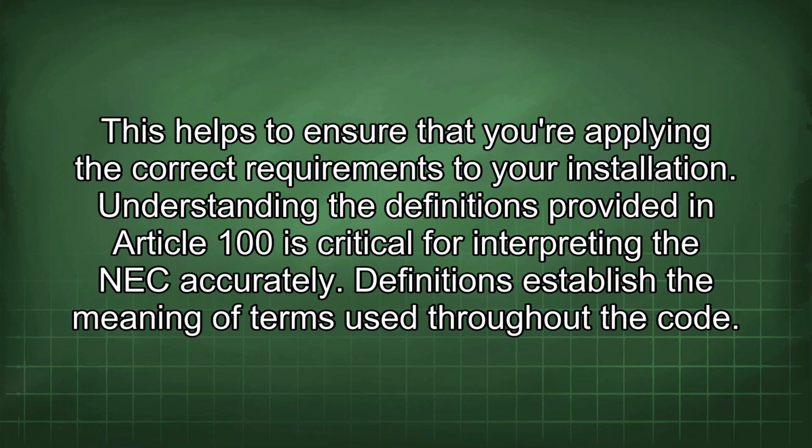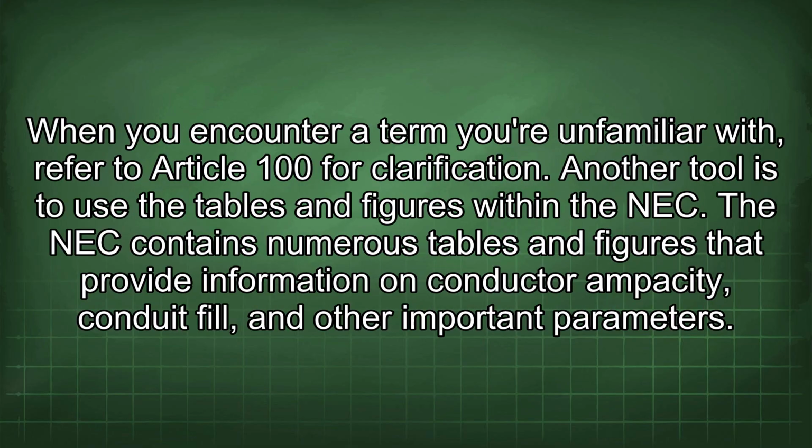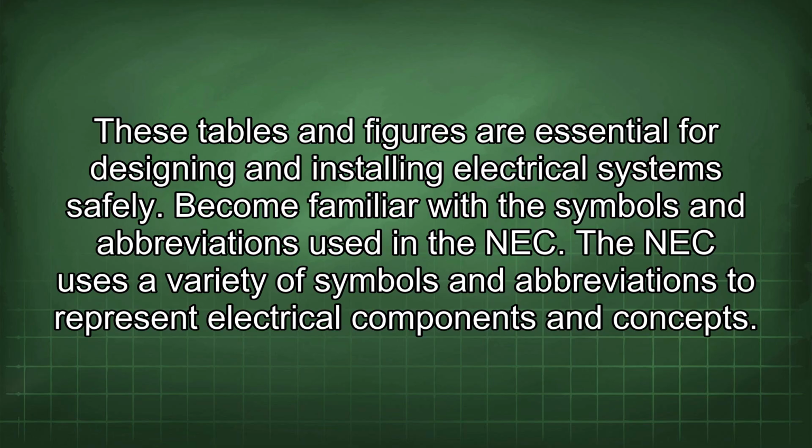Understanding the definitions provided in Article 100 is critical for interpreting the NEC accurately. Definitions establish the meaning of terms used throughout the code. When you encounter a term you are unfamiliar with, refer to Article 100 for clarification. Another tool is to use the tables and figures within the NEC. The NEC contains numerous tables and figures that provide information on conductor ampacity, conduit fill, and other important parameters. These tables and figures are essential for designing and installing electrical systems safely.